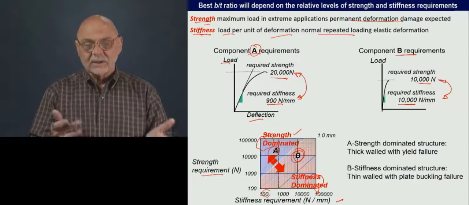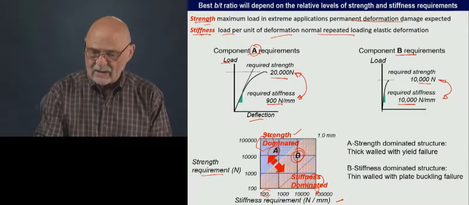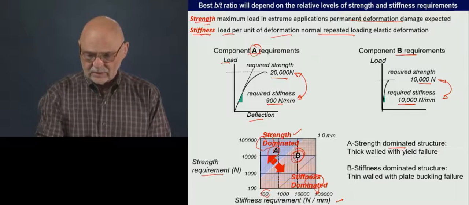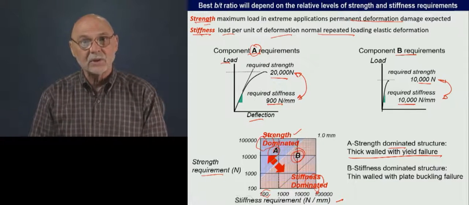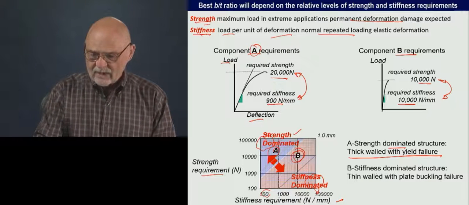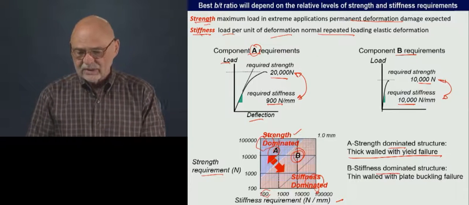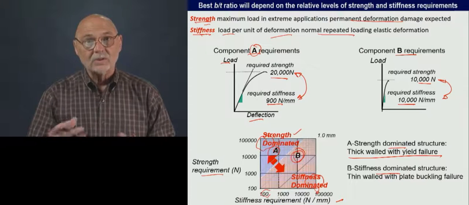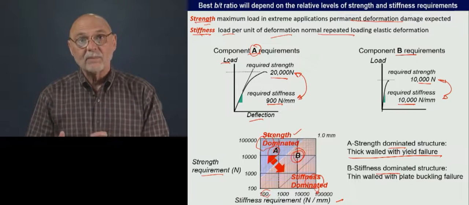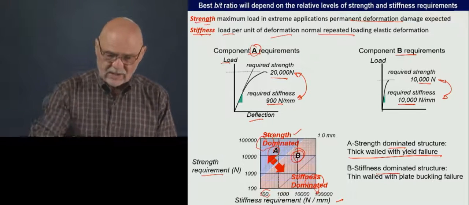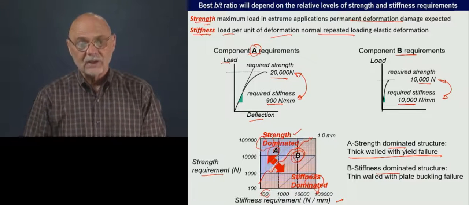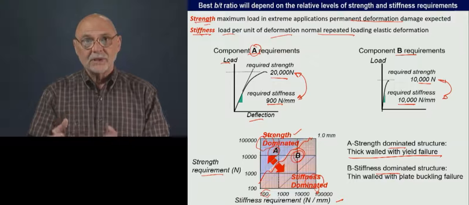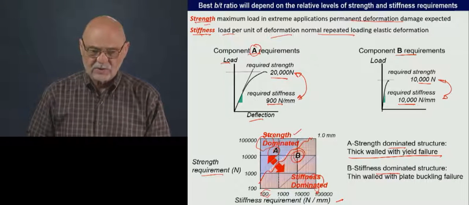And what we just saw is that whenever we have a strength-dominated design, that will tend to lead us to thick wall proportions for the section and a failure by yield. Whenever we have a stiffness-dominated structure, we'll tend to have a thin wall solution, and it's going to fail by plate buckling. Okay? So the region here, whether we're high or low on this chart, will tell us the best proportions for the structure.